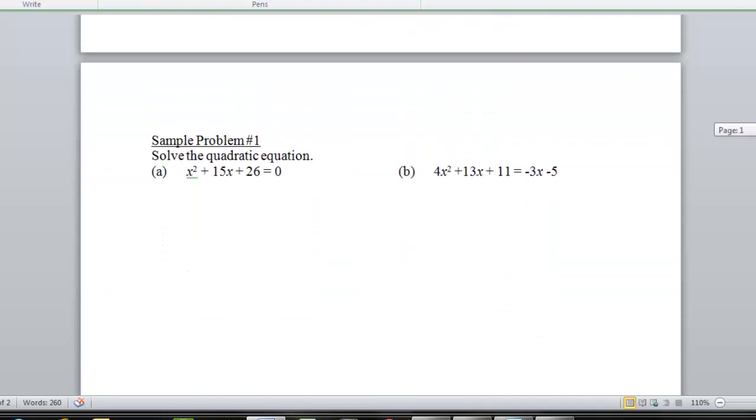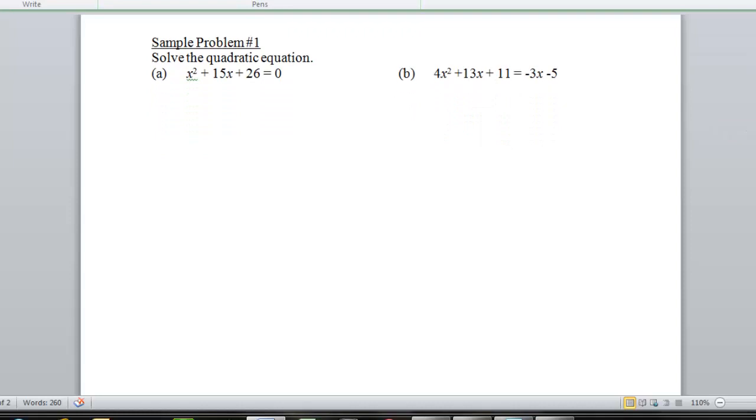What I'm going to ask you to do now is take a look at sample problem number 1, parts A and B, and work those on your own, and then come back here and see the solutions when you're finished.